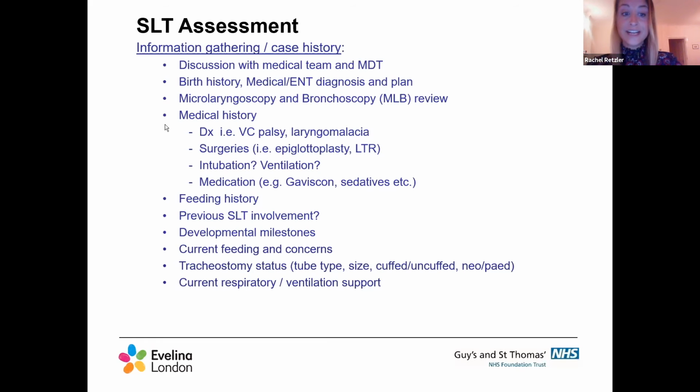If they're a child with a tracheostomy, same thing. You want to know that tracheostomy status. How long have they had it? What's their current status with their tube? What's the length, is it a neo or a ped? And working closely with your respiratory team as well, for if they need ventilation support.